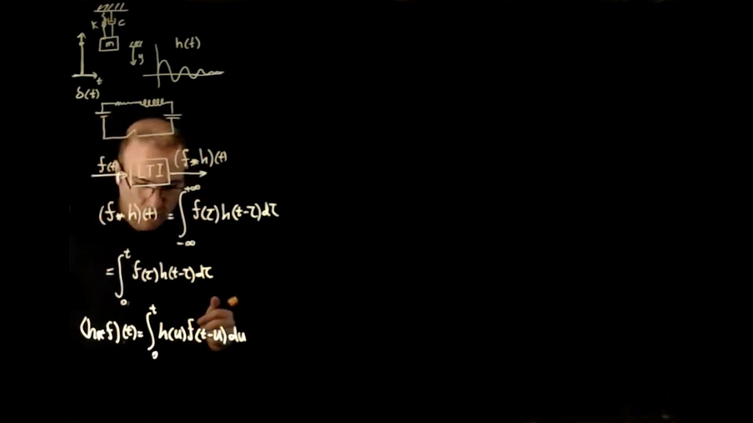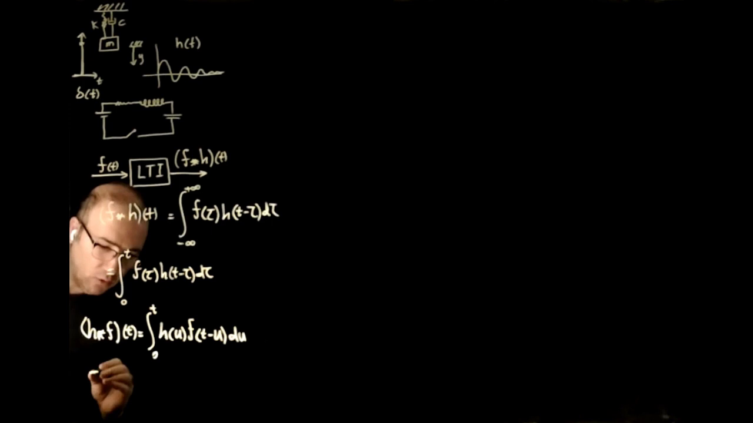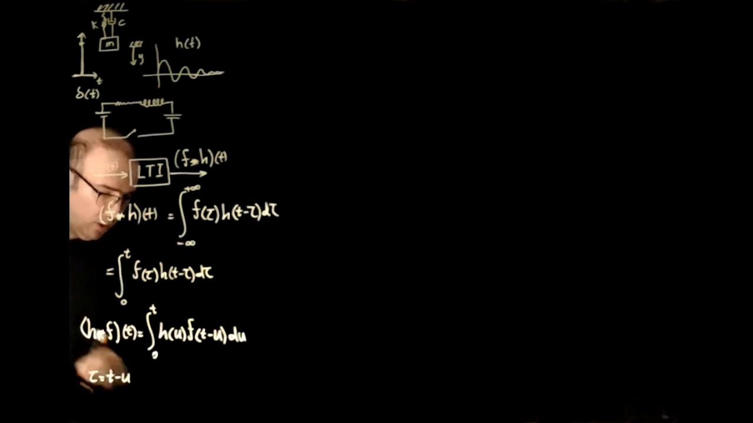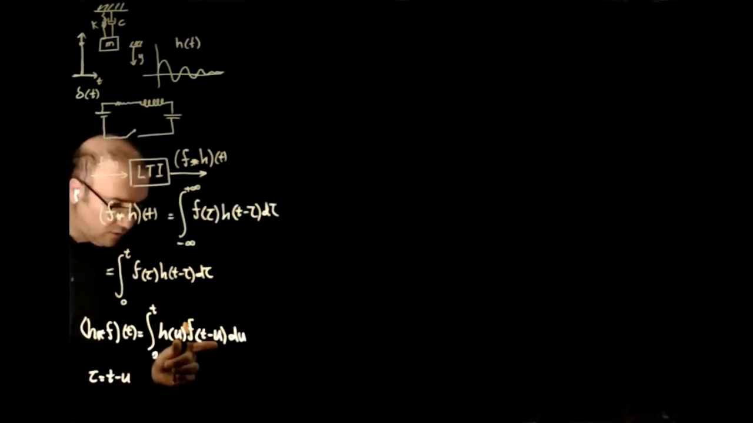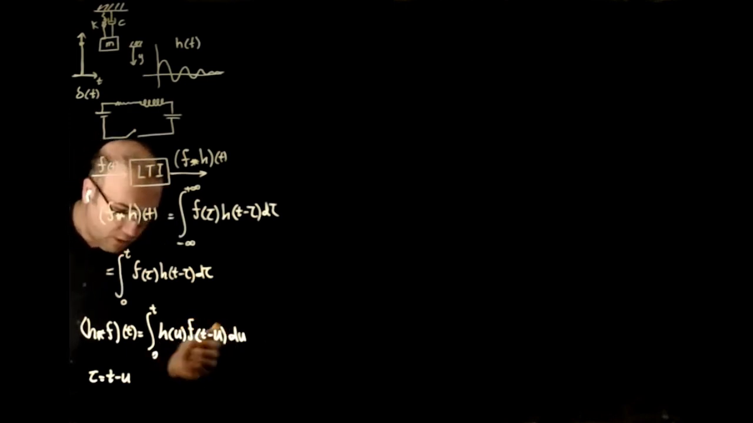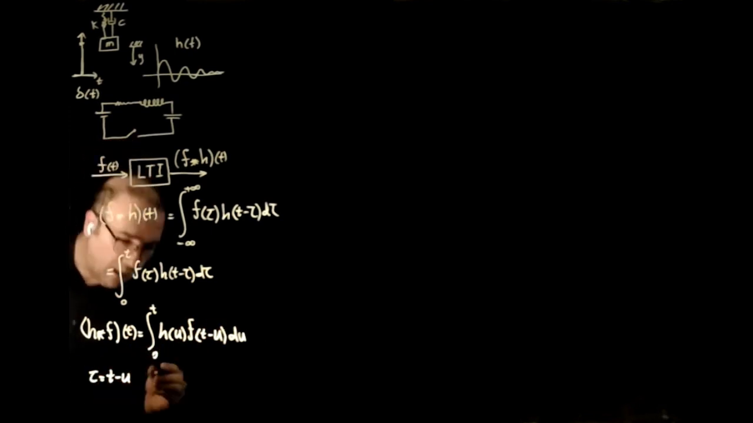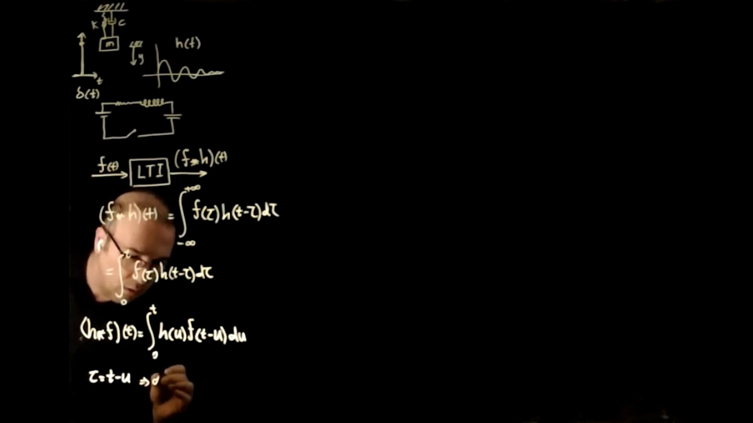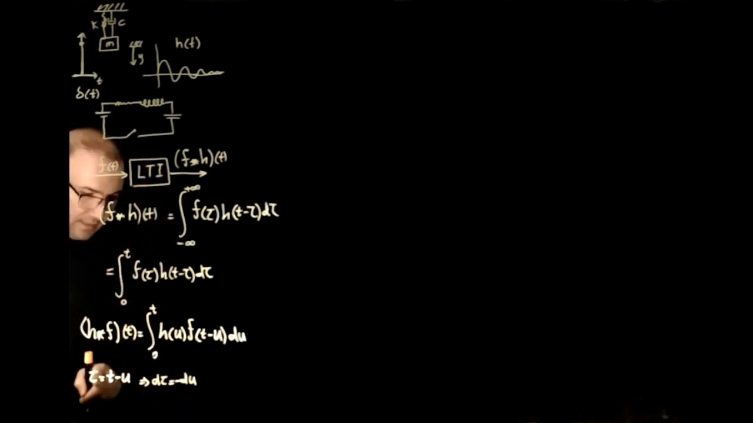Now let's use change of variables. Let's call tau this time t minus u. Then if tau equals t minus u, inside this integrand, t we deal with like a constant number, right? Because we do the integration over u, and now we want to change the integrand and make it tau. So d tau equals negative du. And when u equals 0, tau equals t. When u equals t, tau equals t minus t, which is 0.